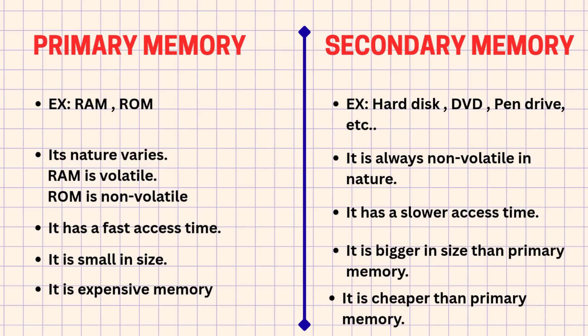Let's compare primary and secondary memory. Primary memory is fast, temporary, and expensive, but smaller in size. Secondary memory is slower, permanent, cheaper, and much larger. Primary memory handles live operations, while secondary memory stores data for future use.